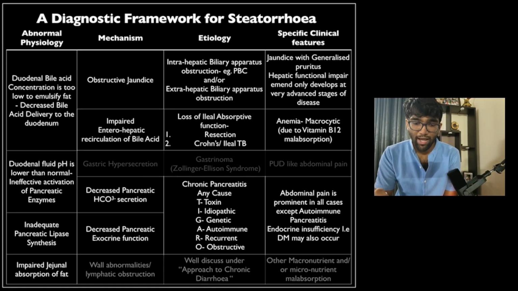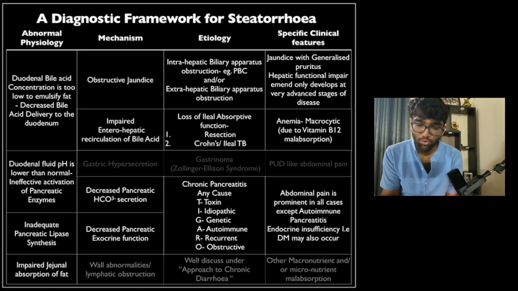So the patient could have an intra- or extrahepatic biliary tract obstruction, and I've discussed the approach to this in an approach to abdominal pain due to distension of parenchymal organs. So you can have a look at that. The patient could have a loss of ileal absorptive function. That is, obviously, there's no resection in this patient.